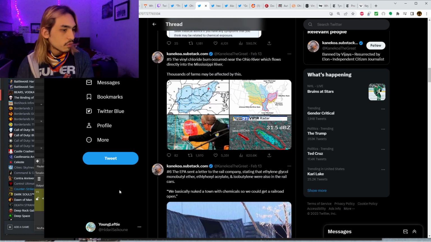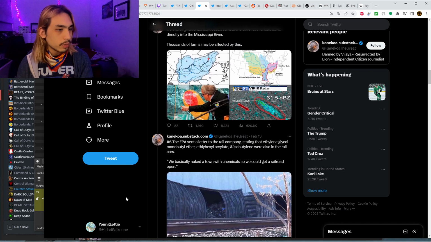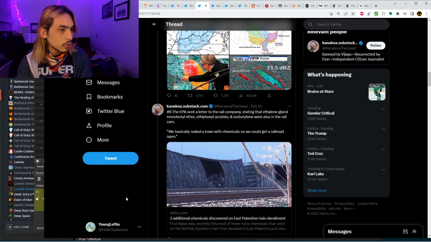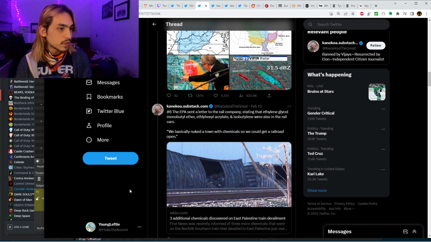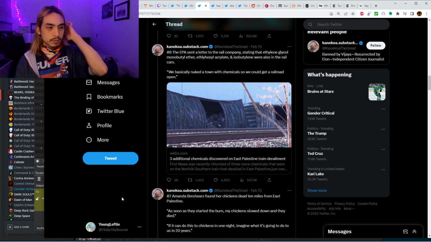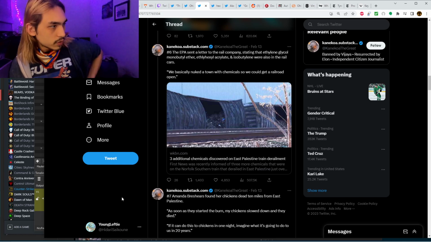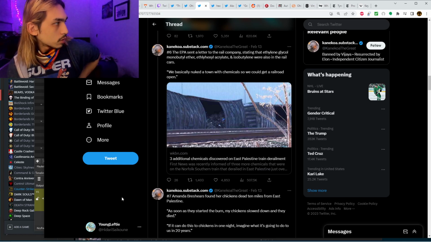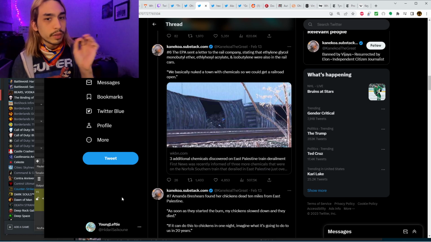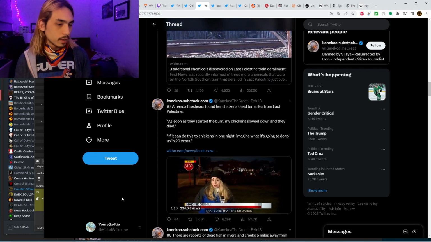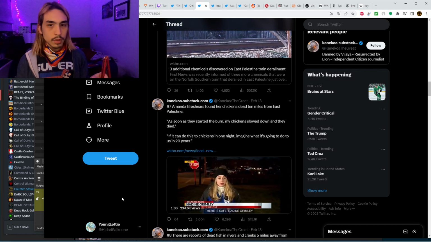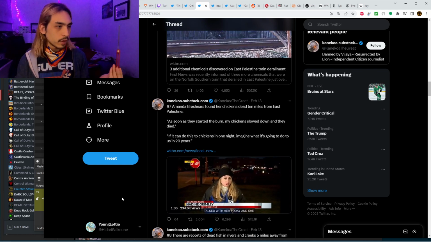The EPA sent a letter to the rail company saying that ethylene glycol, monobutyl ether, and all the other chemicals we went over were also in the rail cars. We basically nuked a town with chemicals so we could get a railroad open. Nuked a town. Of course, saying nuked with chemicals is kind of playing it up a bit, because nuke implies a whole different thing, right?